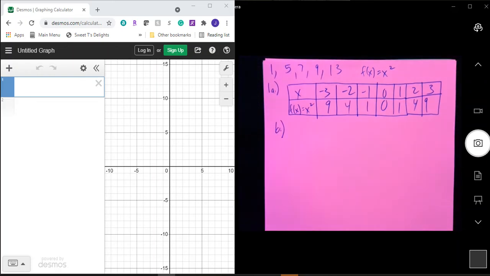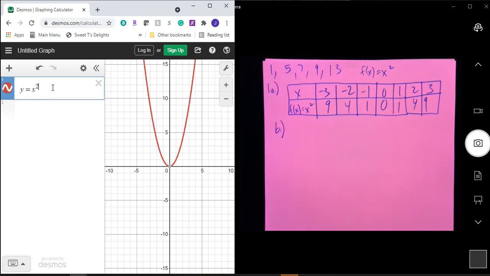It says use the results of part A to sketch a graph of y equals x squared. Verify using a graphing calculator. Okay, I'm going to use Desmos. And we know f of x actually means y. And then we put equals, and then x to the second power. Okay, we have our graph. Now you can sketch this graph yourself on the graph that's shown in your textbook.